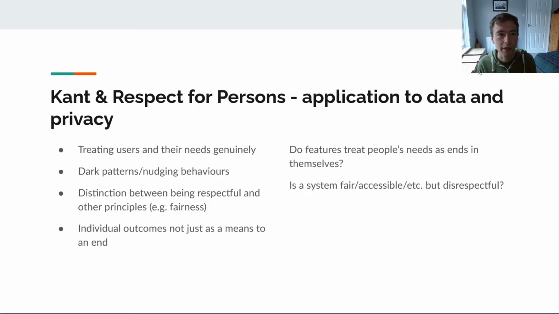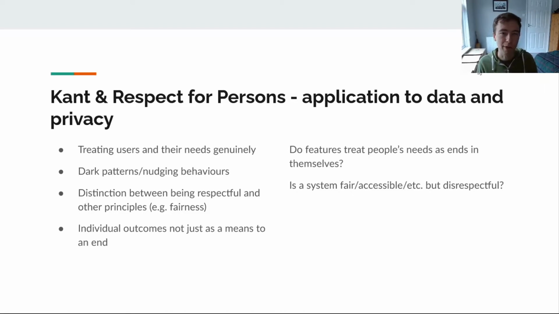And we can also see distinctions start to arise between other principles that we use when designing. So fairness is a good example here. You can probably already start to imagine a system that fairly allocates resources across the population, but does so in a way that's disrespectful to the people involved.